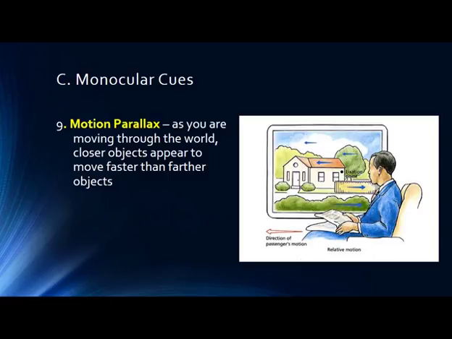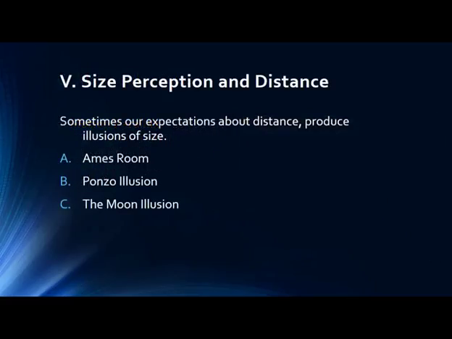Whereas if you're used to being high up in a truck or an SUV, things appear to move by much more slowly, which is when you're in a sports car very close to the ground, things appear to move much faster. So sometimes our expectations about size and distance can produce illusions of size, or the two sort of change in very different ways. So size and distance perception have a relationship together.